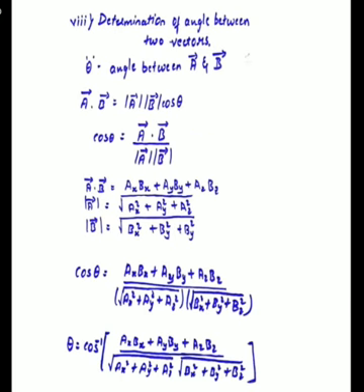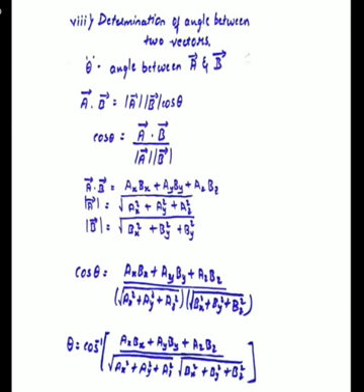A dot B is AX BX plus AY BY plus AZ BZ. Okay, next the magnitude of A and magnitude of B. We know that magnitude of A is the square root of AX square plus AY square plus AZ square. Magnitude of B is the square root of BX square plus BY square plus BZ square. Okay, make this correction, it should be BZ square.